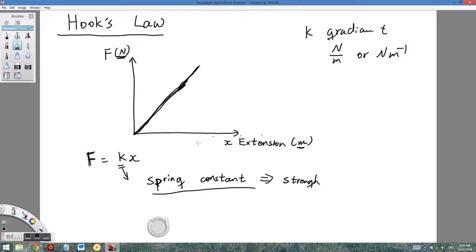For example, if the spring constant of a spring is 10 newtons per meter, it means I will need to apply 10 newtons of force for it to extend a meter longer. If it's a minus, it means compression.